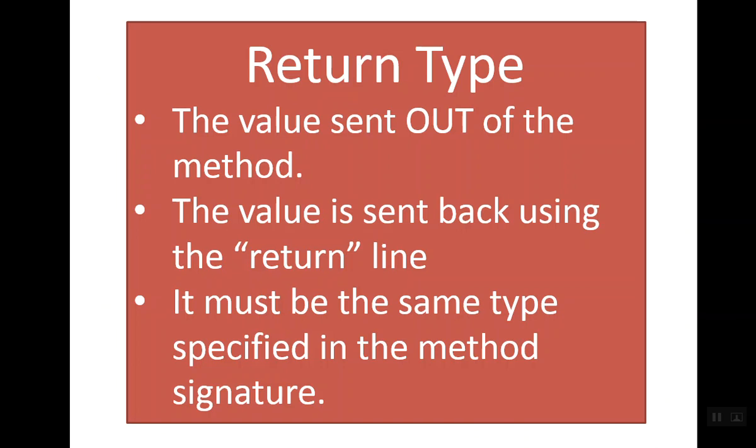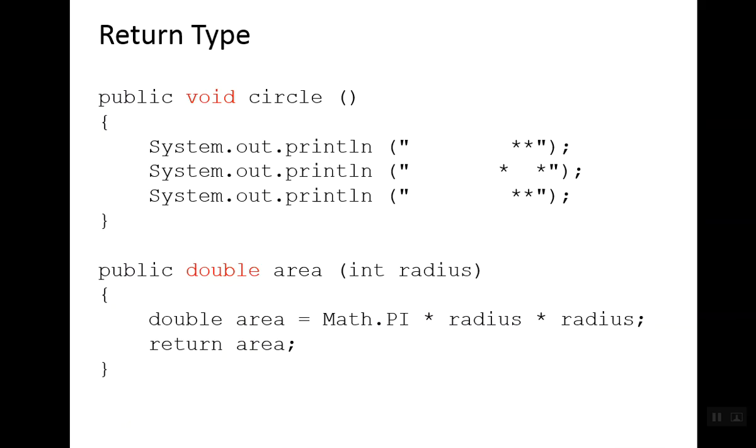Now, the return type is the output of the method, and it's a value that's going to be sent back. And there'll be a line of code inside our method that has return in it that will be the spot where I send it back. And let's take a look at that. So it's always in the something blank. That's the spot where the return type comes. So in this case, it's void, which means nothing gets returned.